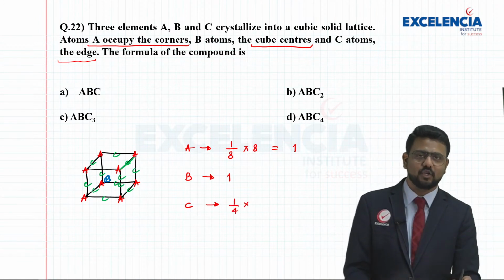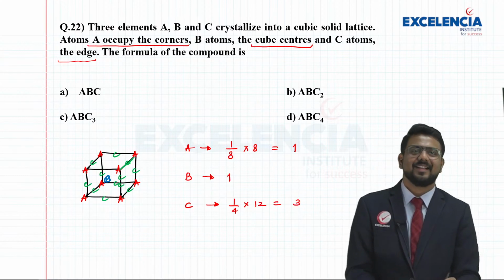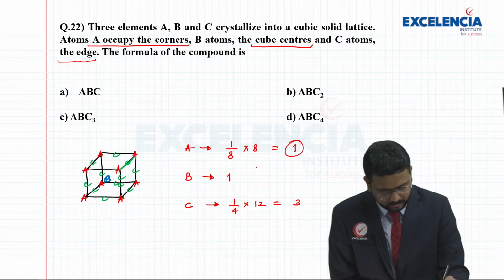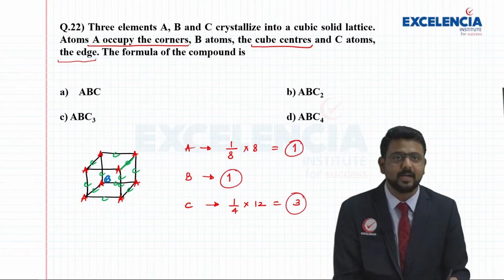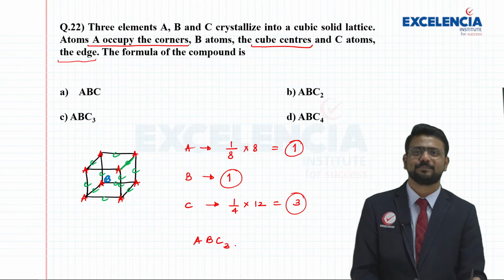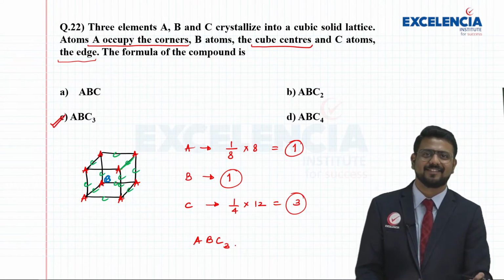Likewise, there are 12 such edges, right? So 1/4 times 12, which is nothing but 3. So when you take the ratio of A to B to C here, it is going to be 1:1:3, right? And that's the reason the formula here is nothing but ABC3. Clear? So definitely option C is going to be your correct answer.